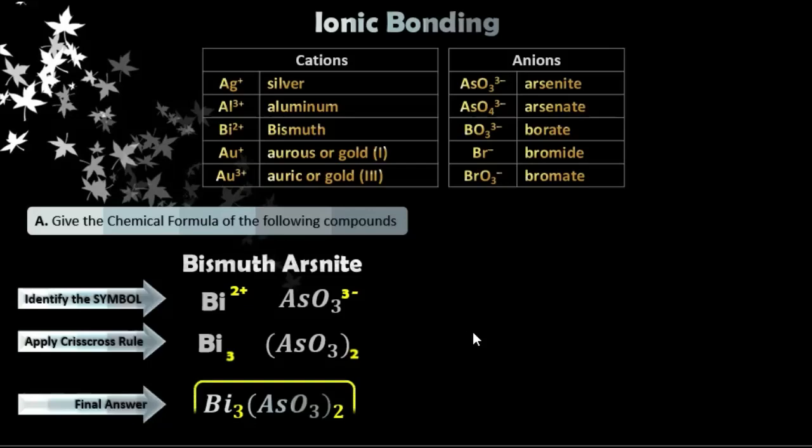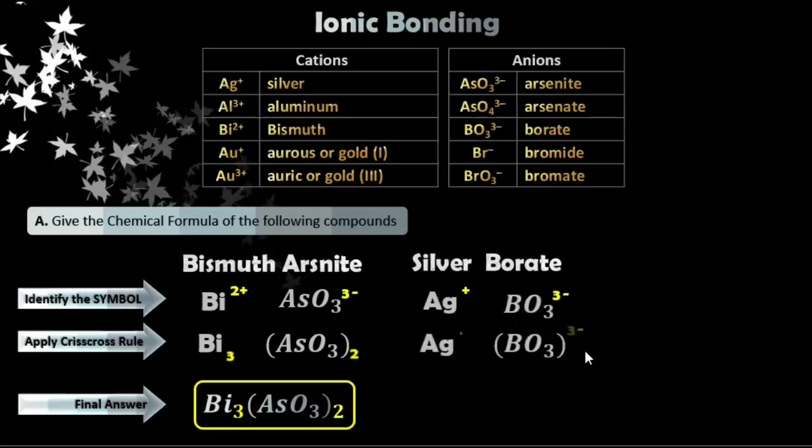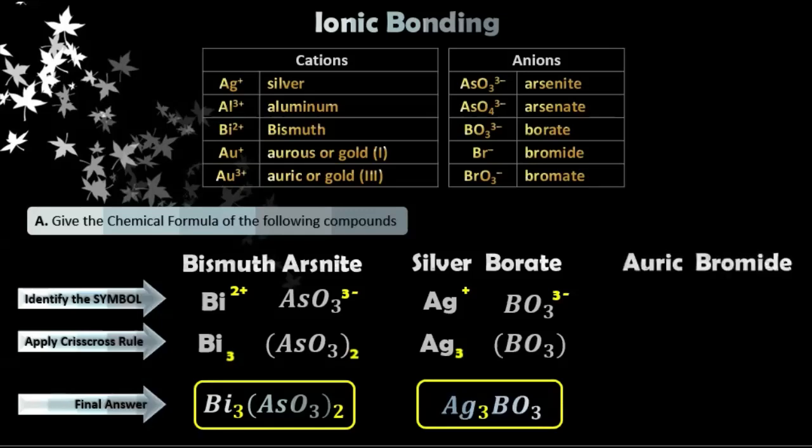And that's it. Second example, silver and borate. First step, identify the symbol for silver, that's Ag+, and for borate, BO3 with a 3 negative charge. And apply the crisscross rule: the charge of borate will be the subscript of silver. And what's left is the positive and negative. In mathematics, if we combine positive and negative, it will equate to 0, or they cancel each other. Now, the answer is Ag3BO3. Now, observe the difference, class.